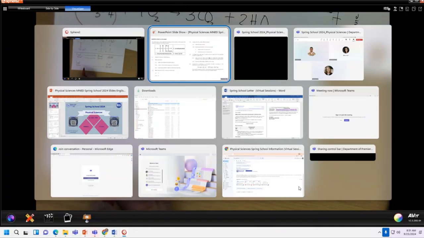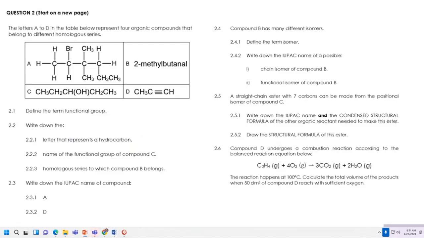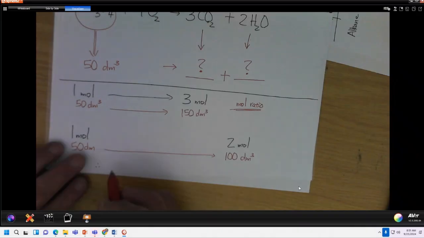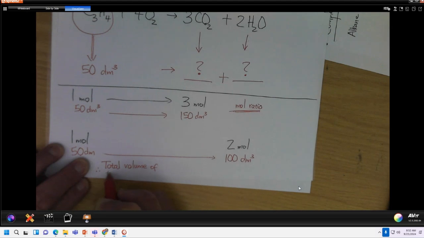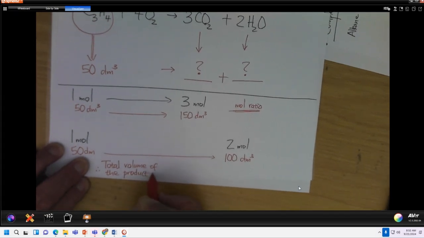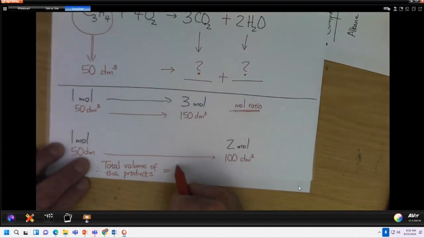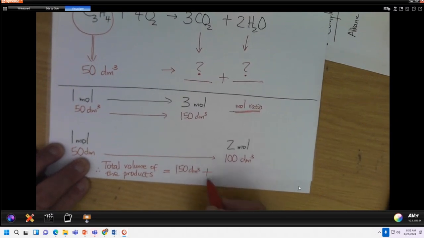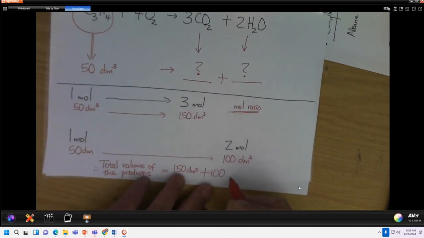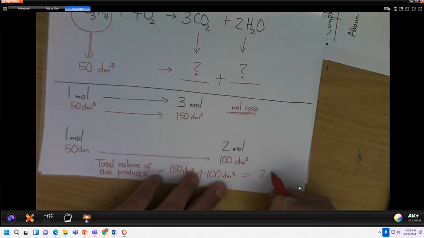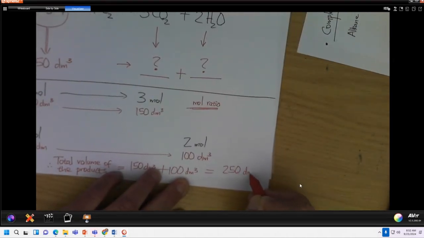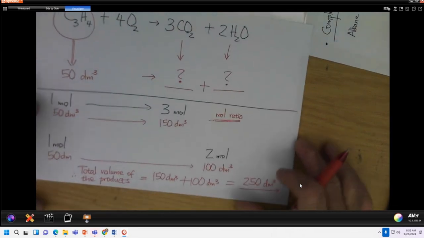Therefore, the question now, and remember, grade 12s, always go back to your question. The question says, calculate the total volume of the products. That's what we need to write. Therefore, the total volume of the products, very easy, is equal to, right? There's the products. 150 cubic decimeters plus, because there's a plus, 100. What is the answer? What's 150 cubic decimeters plus 100 cubic decimeters? None other than 250 cubic decimeters. There's my final answer right here. All right. Have we got that, grade 12s?